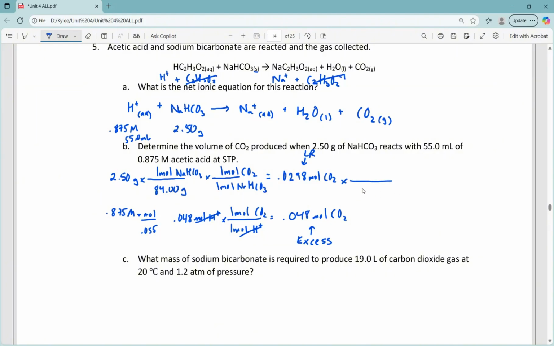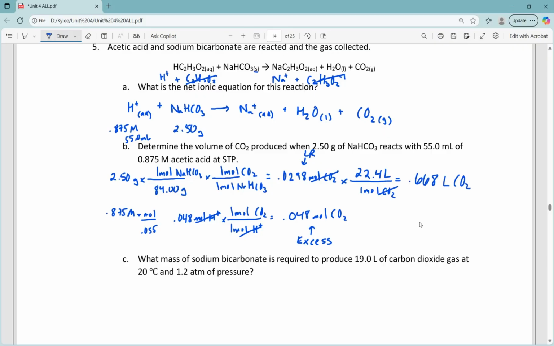they did tell me it was at STP, so I can go 1 mole of CO2 on the bottom, and 1 mole of any gas at STP is 22.4 liters. So I'm going to take the 0.0298 times 22.4 and get my final answer. I get 0.668 liters of CO2.